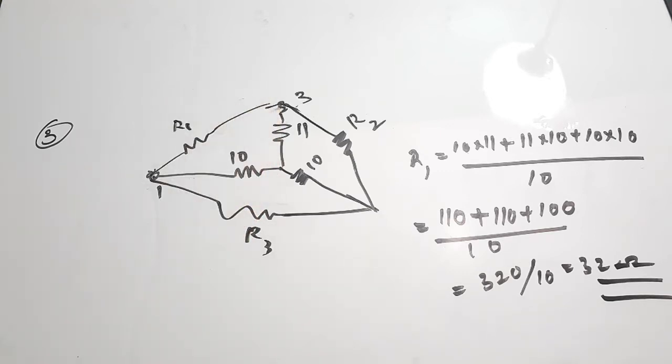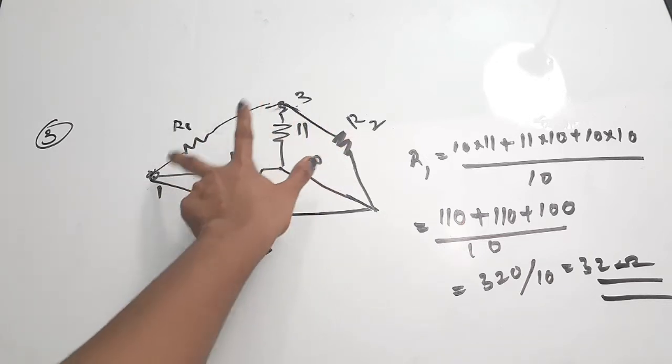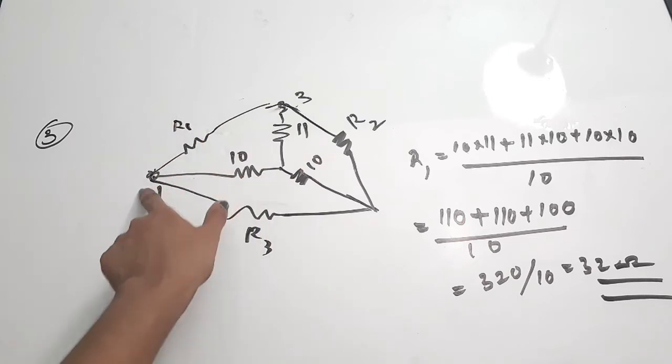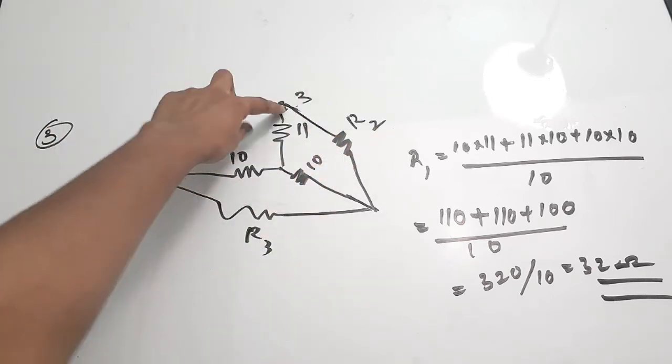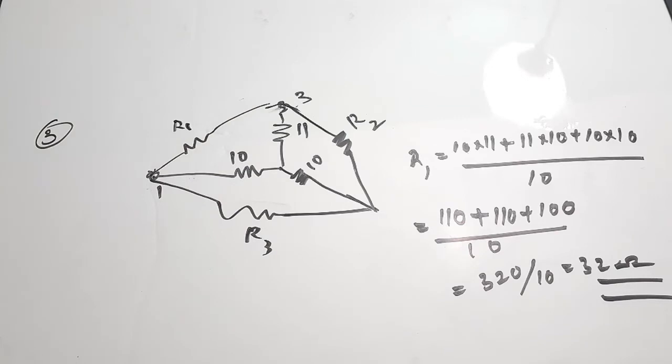Now in the question there is no R1, there is no R2 and there is no R3. They are just asking the equivalent resistance between node 1 and node 3. That is nothing but this R1, right? So you have to figure out that this is a star to delta conversion. I hope it is clear.